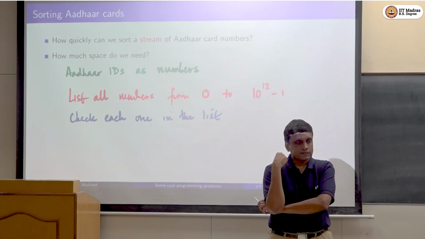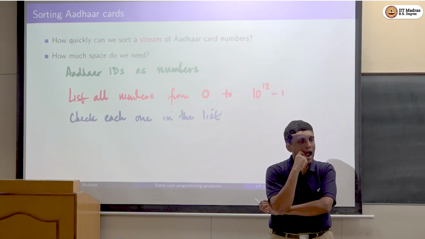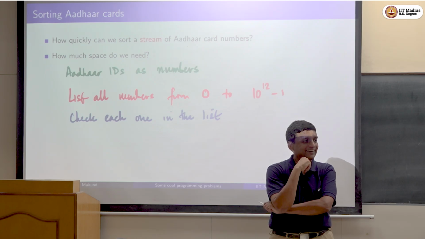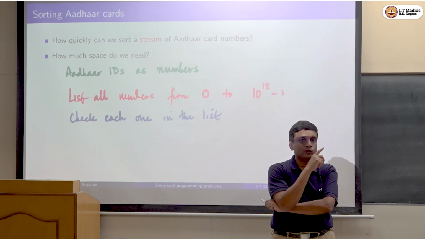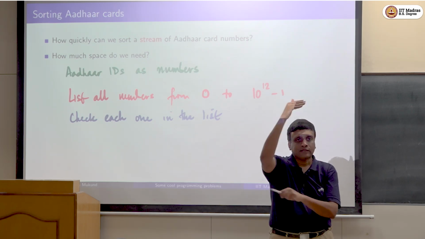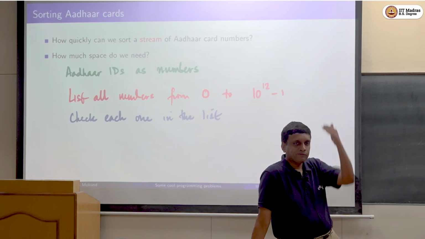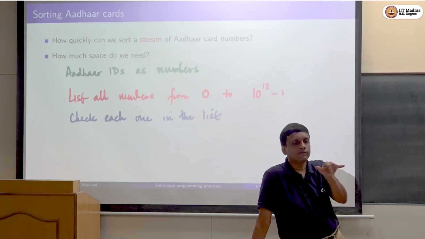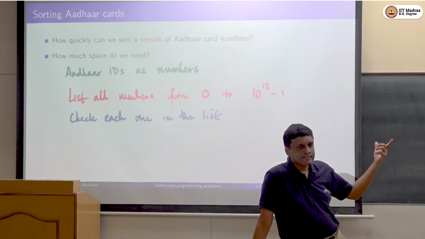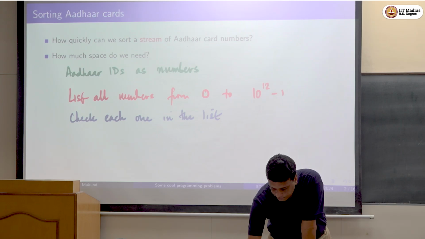So how much space does this take? Where are you going to keep this? Yes, so we are on the right track. You need to do this, but you don't want to actually keep an array of numbers, because that will again be the same thing. We'll have 10 to the 12 times the space to write the number, even if you think of these as numbers.